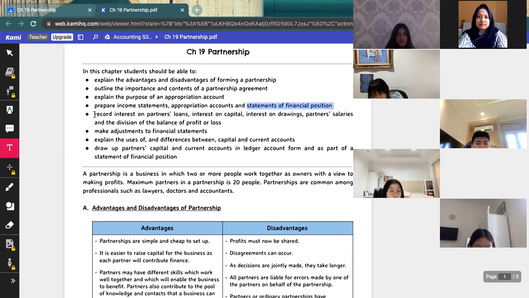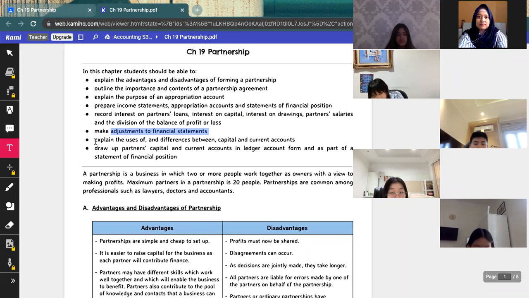And then number 5, how to record interest on partner's loan, how to record interest on capital, how to record interest on drawings, how to record partners' salaries, and the division of the balance of profit or loss of the partnership. And then you will learn also about making adjustments to the financial statements. I believe we have learned all of these. We have learned depreciation, accrued and prepaid, and provision for doubtful debts. It will be included here.